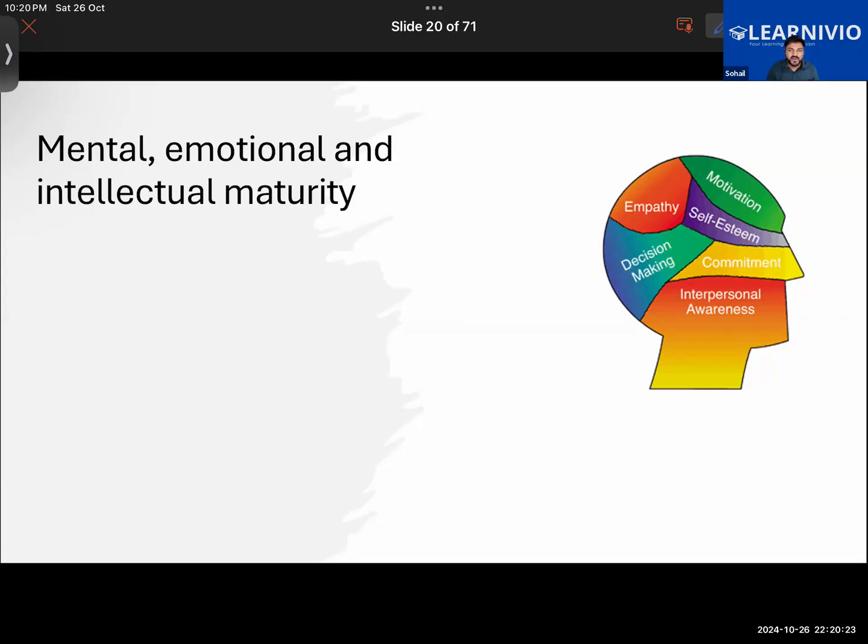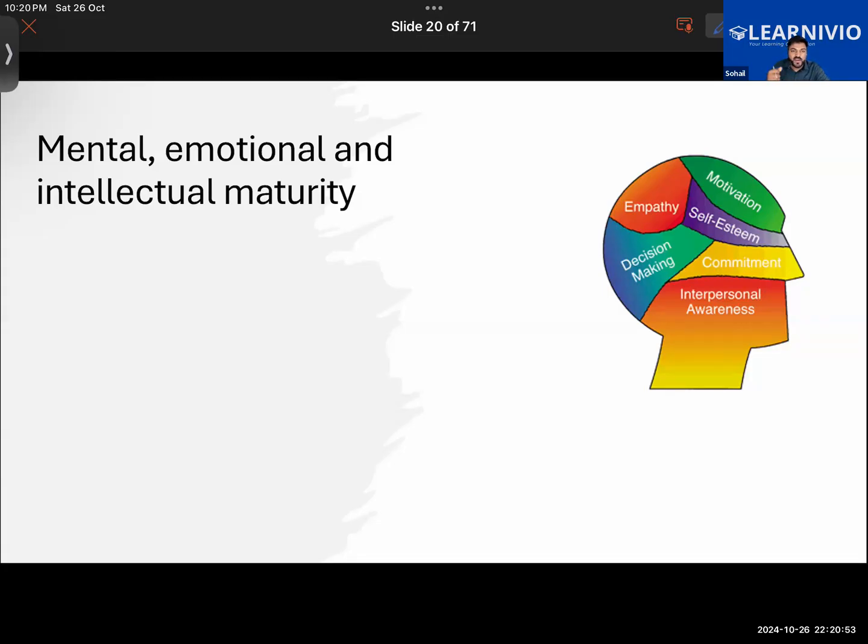Mental maturity basically means that someone has a good understanding of who they are, right? They are able to act in a responsible manner. They will be able to admit that they have done something wrong, their mistakes. They will have the courage to admit that they have made a mistake. That is part of mental maturity.